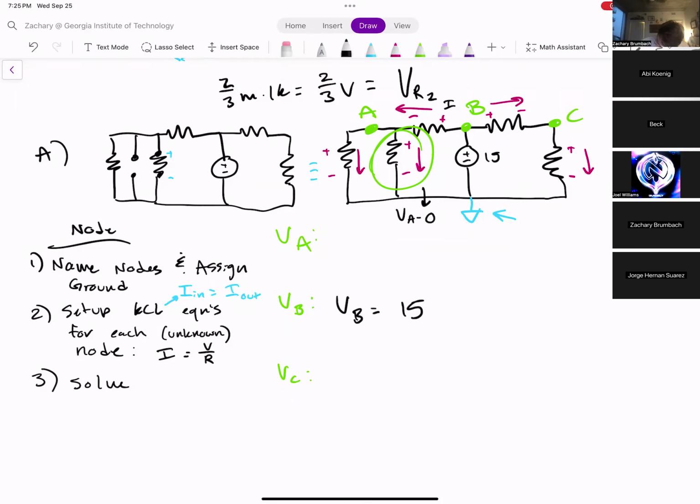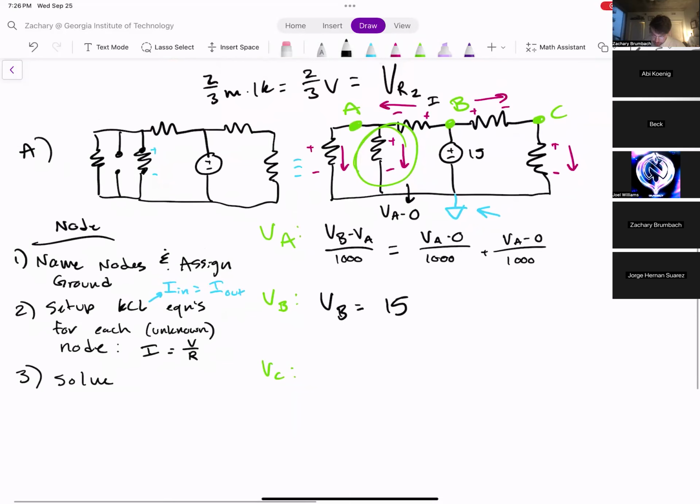For VA, we have to set this up as an equation. So coming in, we have the voltage across this resistor here. So the voltage there is going to be VB minus VA over the resistance, which is 1 kilo ohm. Okay. Because remember, we're rewriting our currents as V over R. So that's the only one going in, is equal to my outs, which is VA minus zero over 1 kilo ohm plus VA minus zero over 1 kilo ohm.